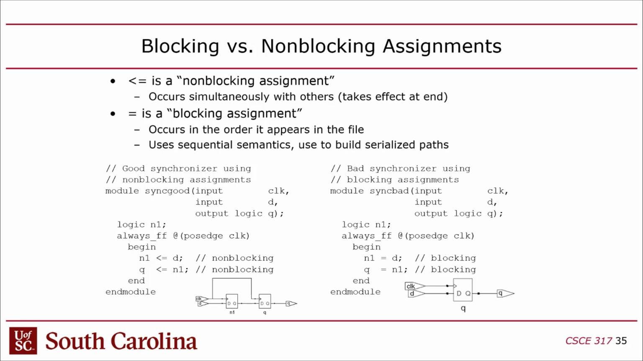So basically what's happening here, because this is blocking, the N1 in the next line of code is just essentially being substituted for D. So what I really have in here is Q gets D, right? Whereas over here I have 2 lines that each create a flip-flop. N1 will get assigned, but I'm still seeing the old N1 in here. And so this will end up taking basically 2 cycles for me to get the D value out through Q. It'll take 1 cycle to go to N1 and then a second cycle to go from N1 to Q.